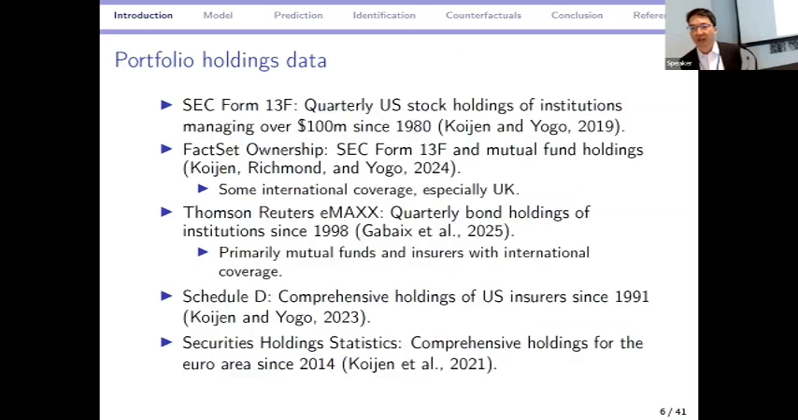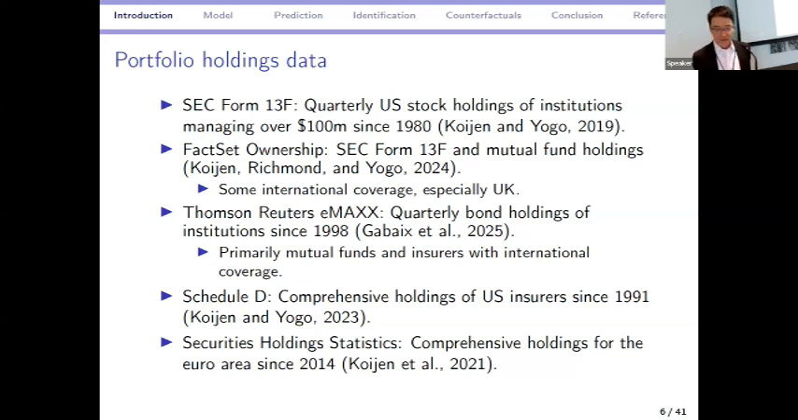So at the center of demand systems, we need to use portfolio data. What kind of data do we use? In the US stock market, the primary data is SEC Form 13F. These are institutional holdings greater than 100 million, with coverage since 1980, and it's a quarterly filing. FactSet ownership is a version of 13F that provides that data in a convenient format, and we also have mutual fund holdings through FactSet ownership. For example, you can break up Fidelity and Vanguard into their individual funds.